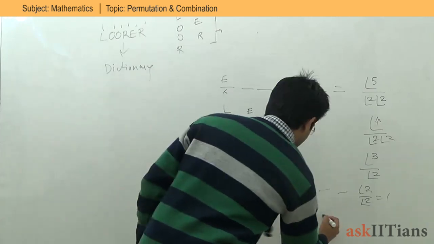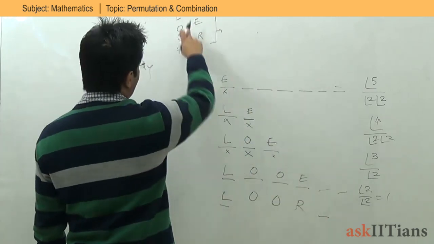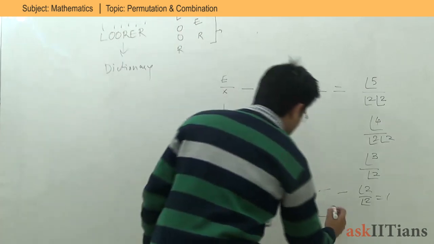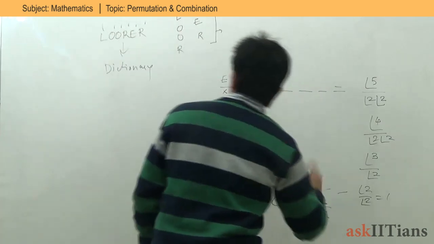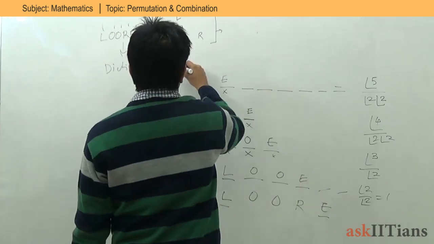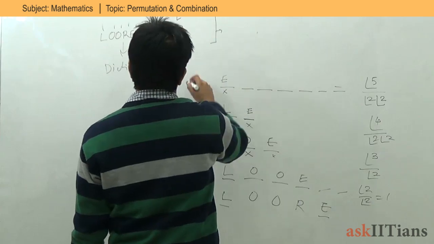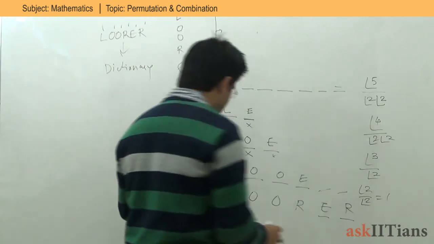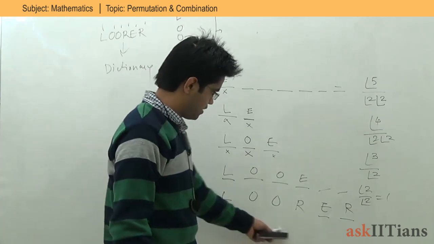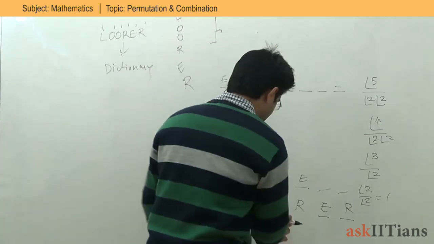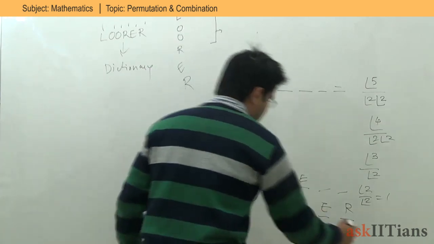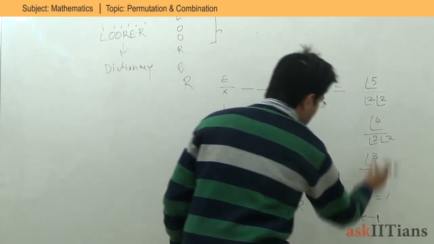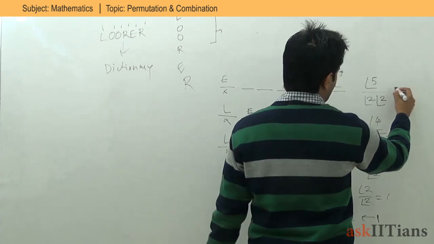Now for this position we'll again look at alphabetical order, so E will come, so we'll fix E, and then if E has already been fixed, R will come. So we'll fix it here as R. So this is the letter arrangement that we desire. And after this there is another arrangement which is this. So we need to add 1, so we'll calculate that.